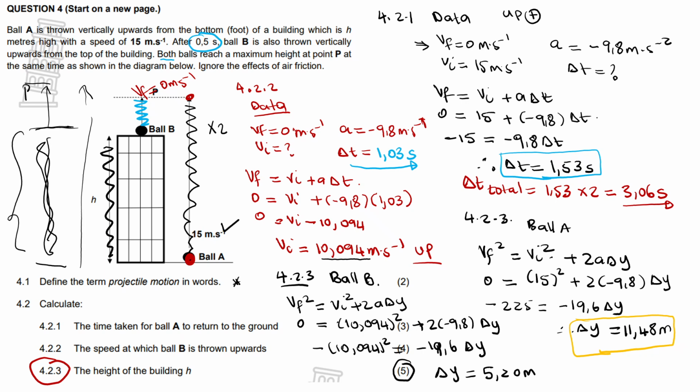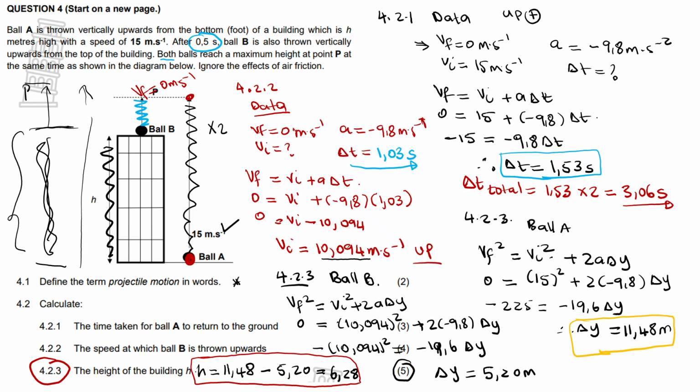So remember, to find the final height, the height is equal to the height traveled by ball A, which is 11.48. We're going to subtract that 5.20. The answer that you get is your height of the building, which is 6.28. So this will be 6.28. And that's it for this lesson. I'm very sorry. That's how you find the height of the building.